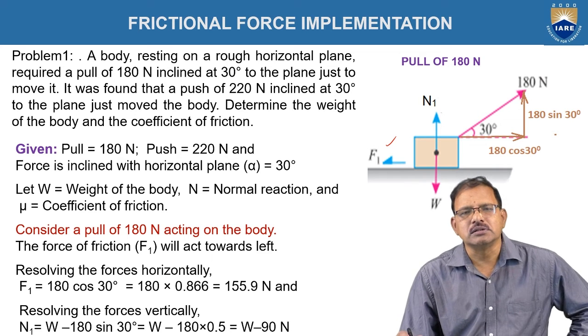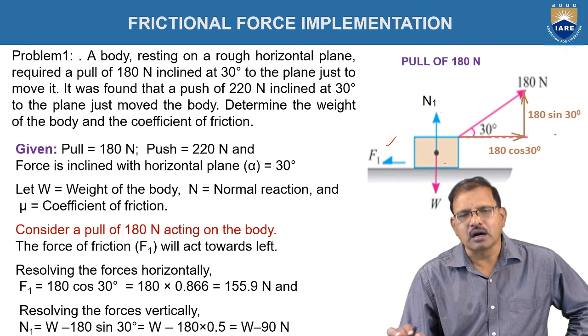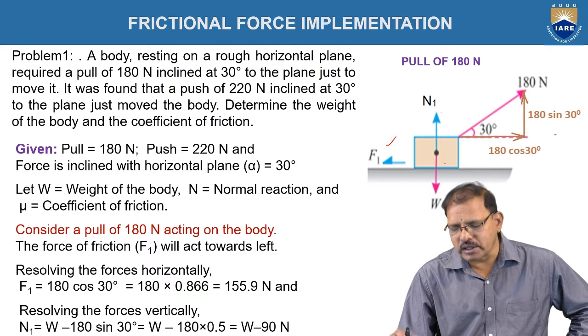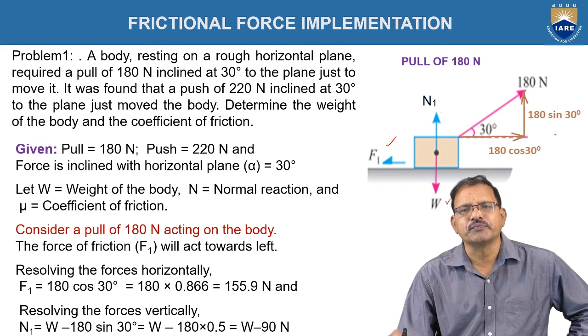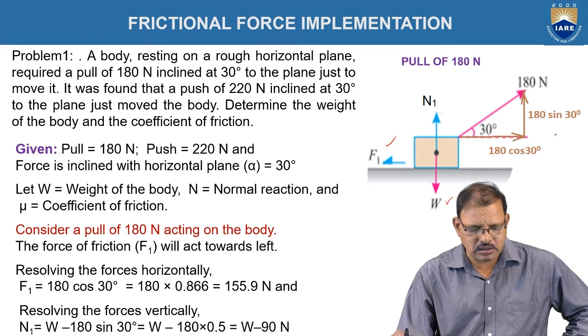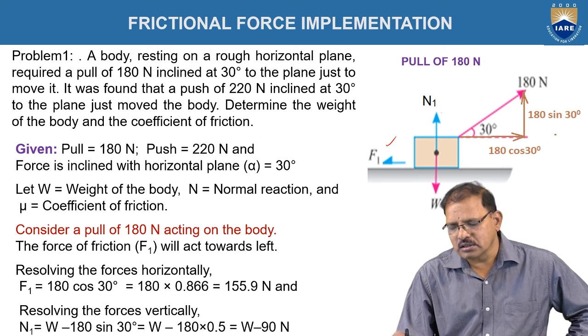The normal reaction always acts perpendicular to the contact surfaces, and here, according to this figure, it is represented as N1 acting in the upward direction. The weight is acting in the downward direction, which is represented here as W. And the force of 180 newtons is acting. It has the nature of a pull, acting toward the right side with an inclination of 30 degrees to the horizontal.